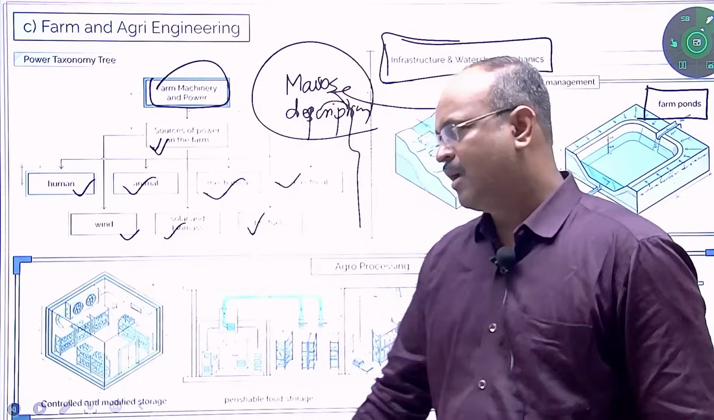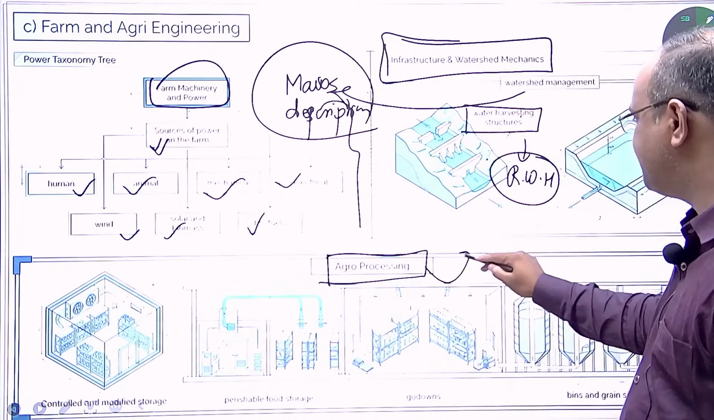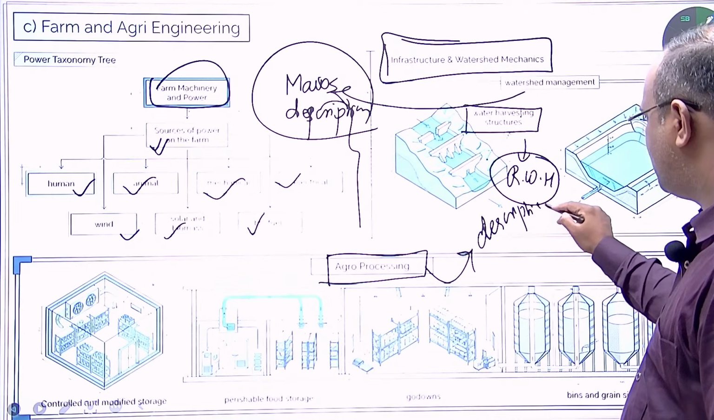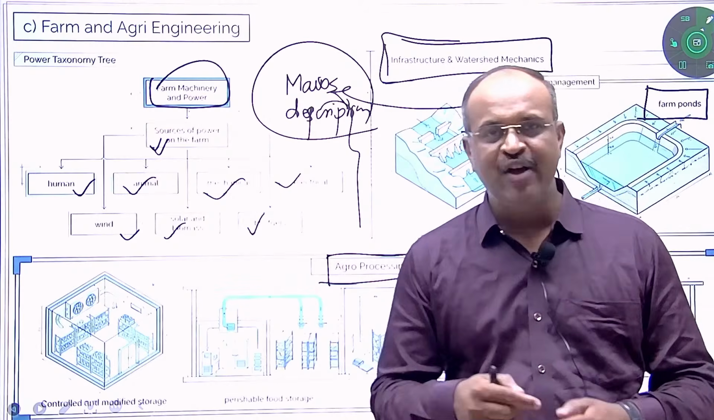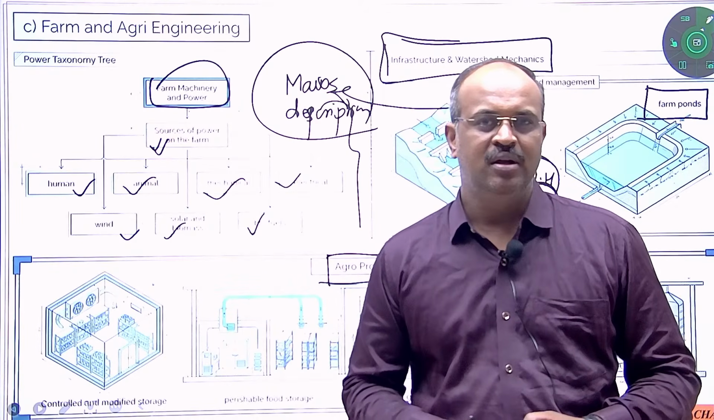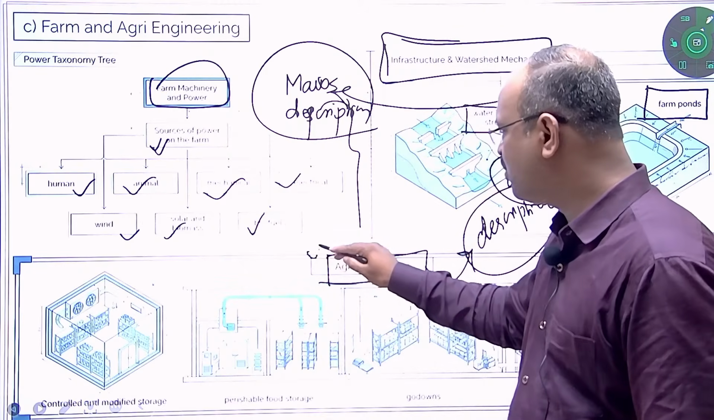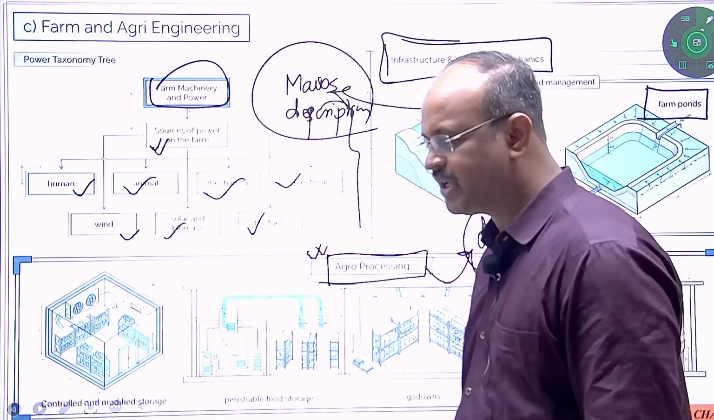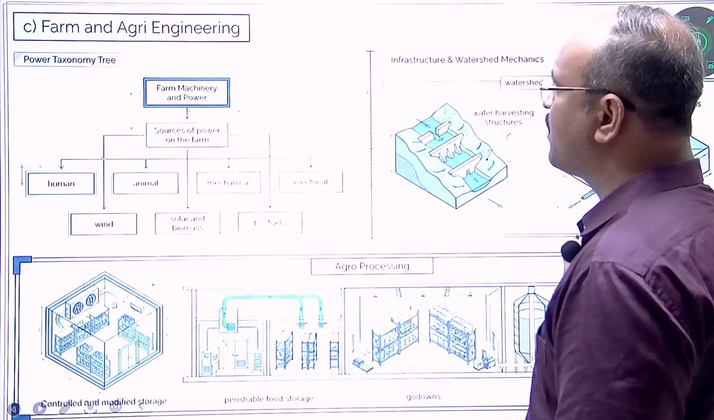But agro processing is important, and it is important for the descriptive. What questions can be asked? Why is agro processing important? Why is it very much needed? What are the challenges associated with the agro processing industry in India? What are the government schemes related to the agro processing sector in India? That type of questions you can expect in this.